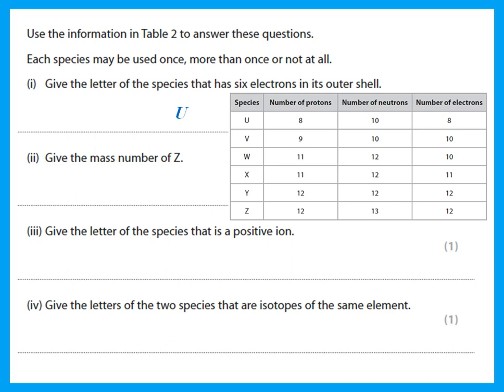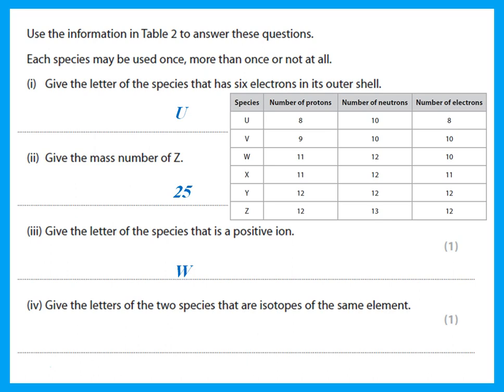Then he says, give the mass number of Z. Well, you should know that mass number is total number of protons plus neutrons. So Z, where is Z? It has 12 protons and 13 neutrons, so the total is 25, so that's the mass number. Give the letter of the species that is positive. It's a positive ion. To be a positive ion, of course, it should have more protons than electrons. So which one is positive? That is W. W has 11 protons and 10 electrons.